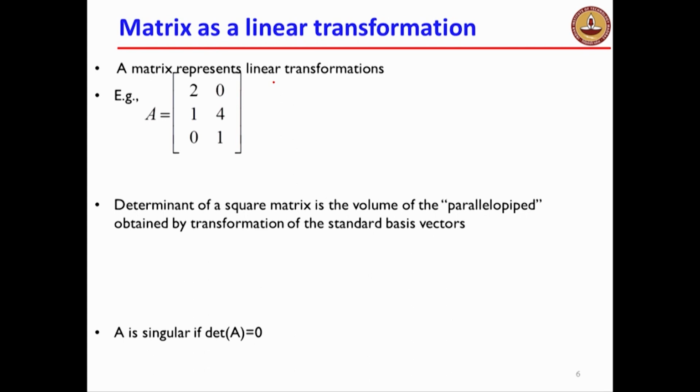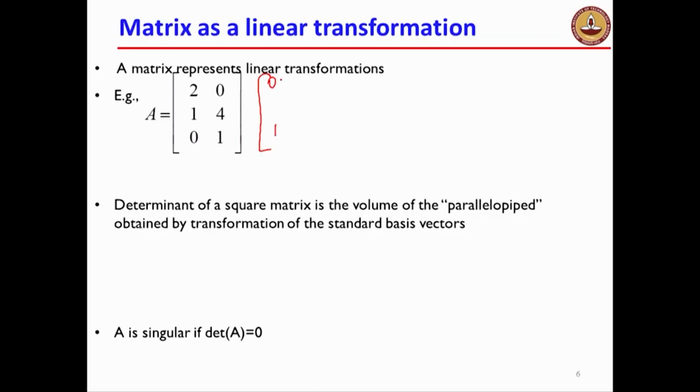Suppose I take a vector (1, 0). I know how to do a matrix multiplication. So what this does is it takes this vector (1, 0) and gives me the vector (2, 1, 0). Now I can take any other vector, (0, 1). What would this be? (0, 4, 1).